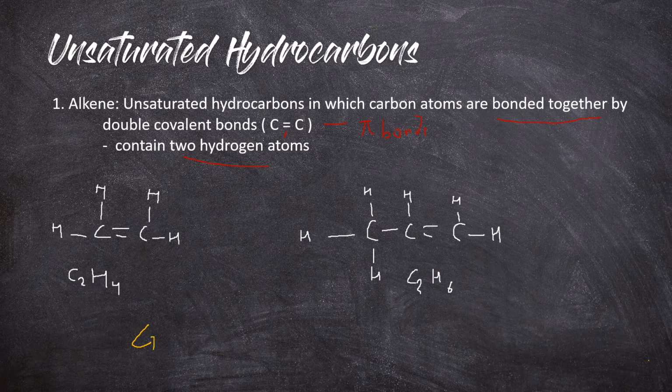This also has a general formula, so you don't have to count all the hydrogens. The general formula is CnH2n. Here are two carbons, so 2 into 2 is 4. Here are three carbons, so 3 into 2 is 6. This is the unsaturated hydrocarbon.